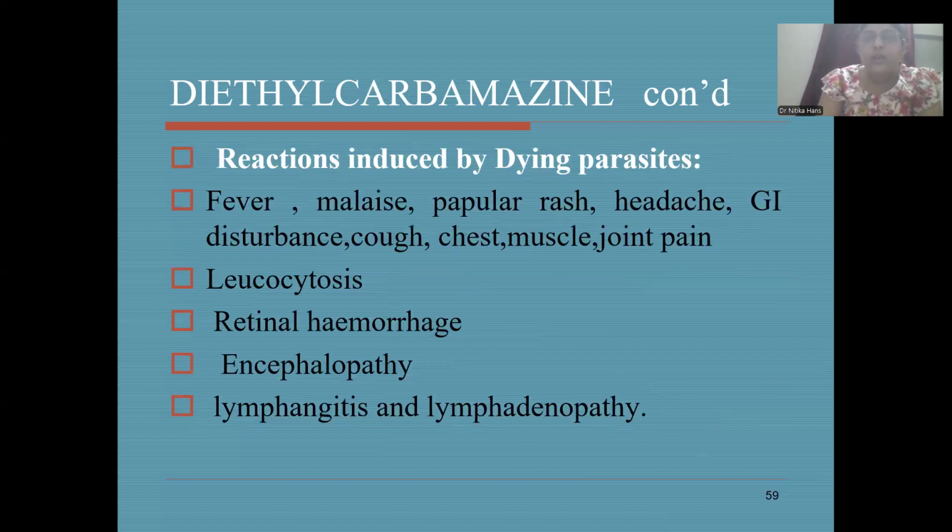The reactions to dying microfilariae can include fever, malaise, papular rash, headache, GI disturbance, cough, chest, muscle and joint pain, leukocytosis, retinal hemorrhage, encephalopathy, lymphangitis, or lymphadenopathy. This reaction is caused by the dying parasite; when the microfilariae are killed, the reaction develops in the body.